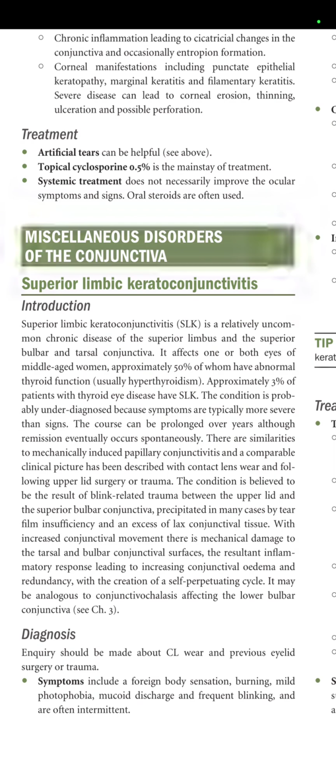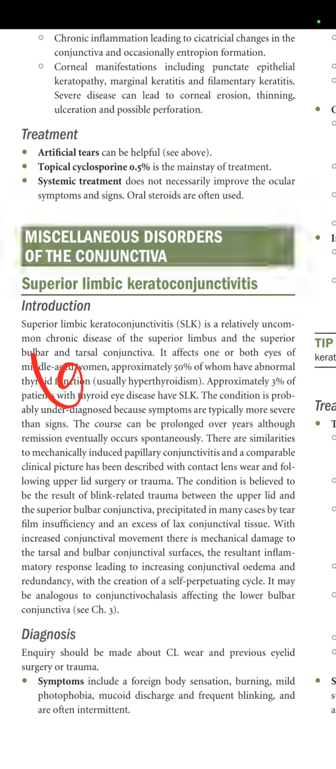With the increased conjunctival movement, there is mechanical damage to the tarsal and bulbar conjunctival surface that results in an inflammatory response, leading to increasing conjunctival edema and redundancy. Redundancy basically means loosening of the conjunctiva. With the creation of a self-perpetuating cycle, it may be analogous to conjunctivochalasis affecting the lower bulbar conjunctiva. So we will discuss conjunctivochalasis.